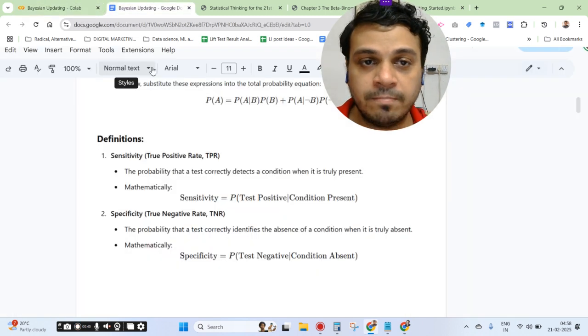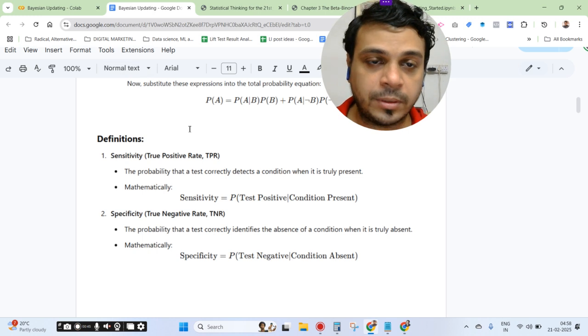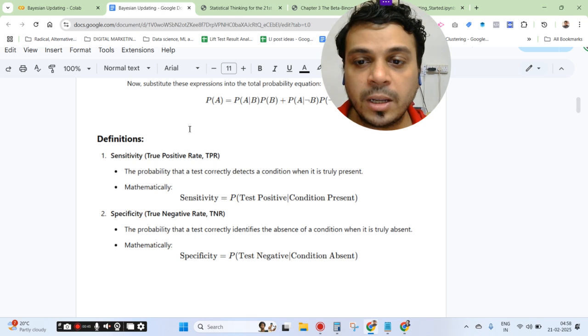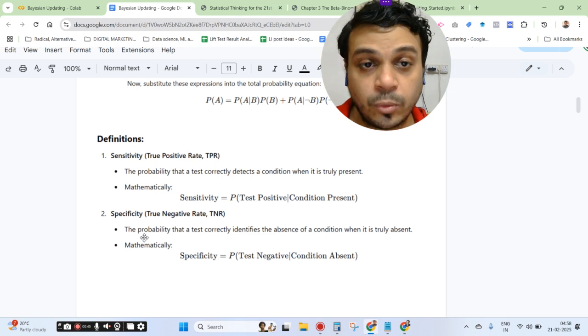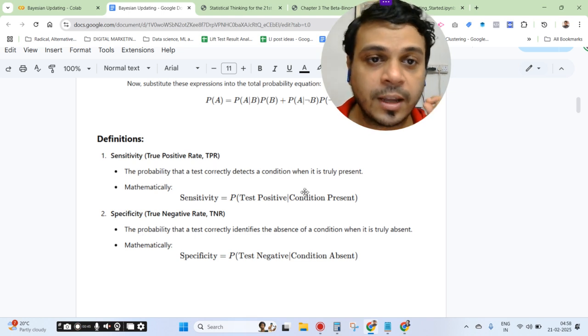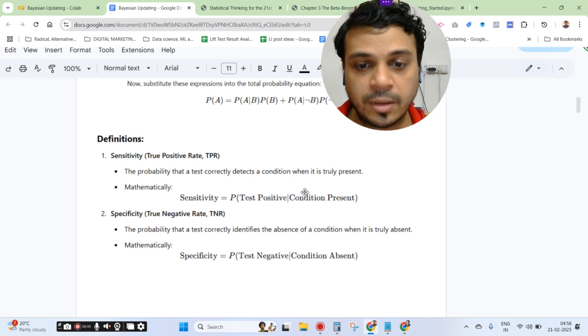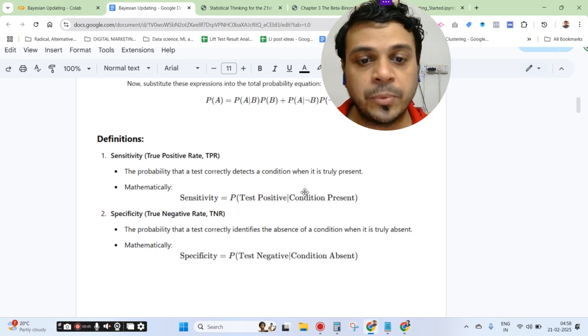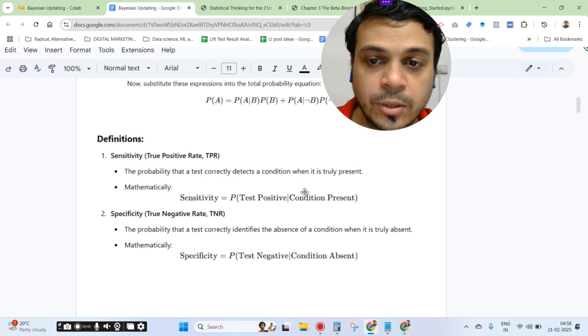So this has been sort of taken as a benchmark. Then the specificity is the true negative rate. So this is correctly pointing out the negative. Somebody has tested negative when the condition is genuinely absent.